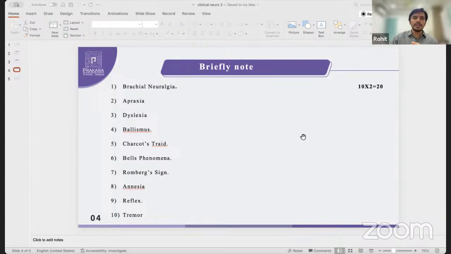Moving on to the next question, that is ballismus. Ballismus refers to a dramatic neurological syndrome of wild, flinging, incessant, involuntary movements of the body parts. That is, ballismus is an involuntary, hyperkinetic movement, and the movements here are very dramatic, wild flinging movements of the arms or legs or any other part of the body.